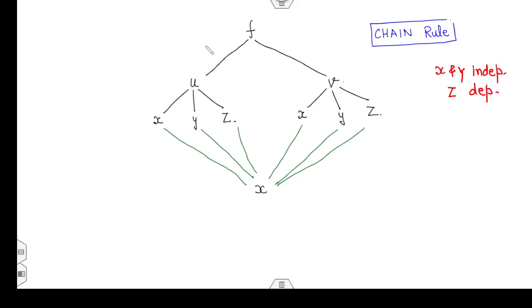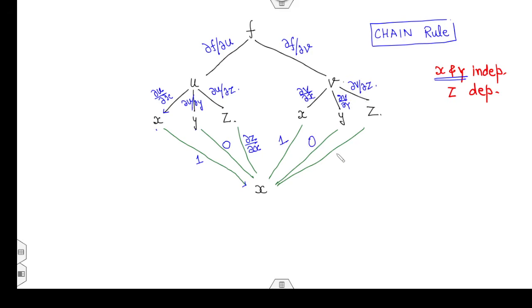Now you can find del f by del u and del f by del v. Then u with respect to x, u with respect to y, u with respect to z. The derivative of x with respect to x is 1, y and x are independent so the derivative is 0, and then z with respect to x. Similarly, v with respect to x, v with respect to y and v with respect to z. Again x with respect to x is 1, y and x are independent, and del z by del x. So this gives your required expression of del f by del x.